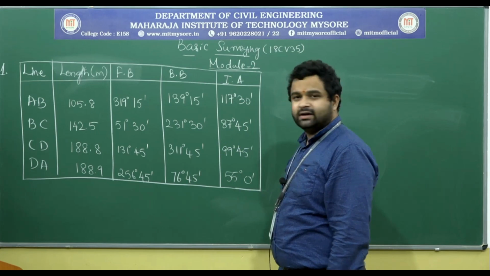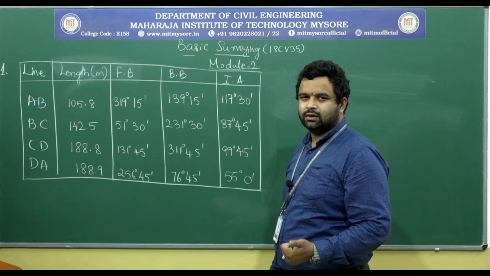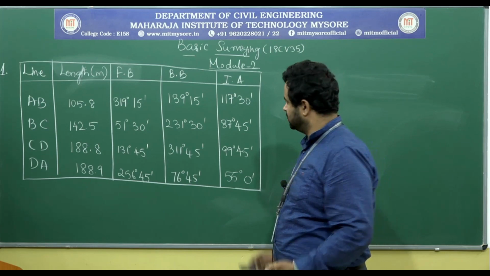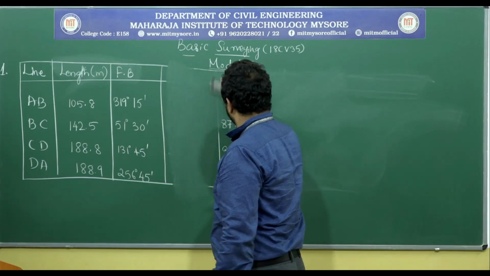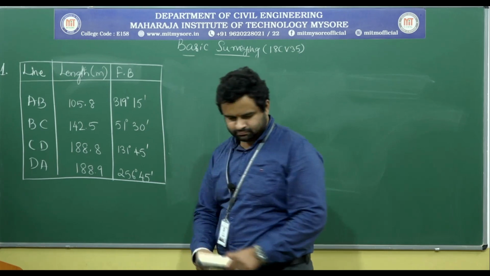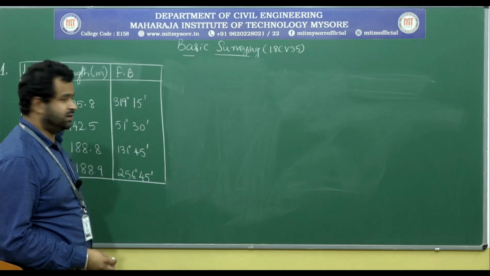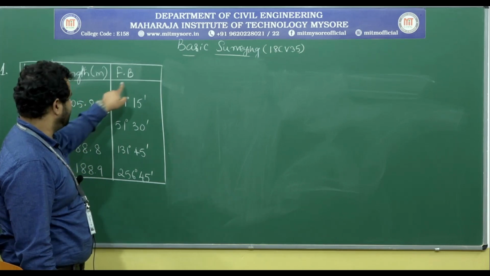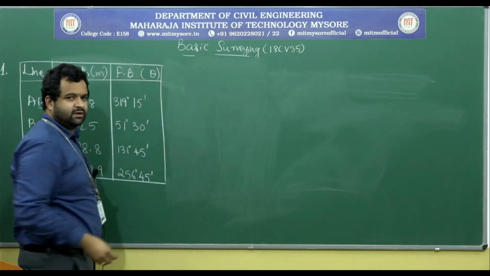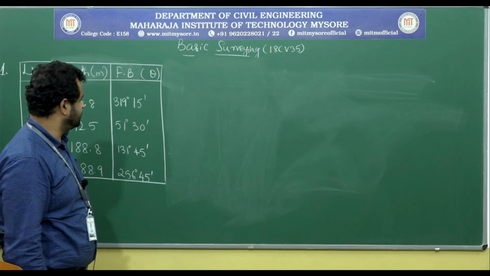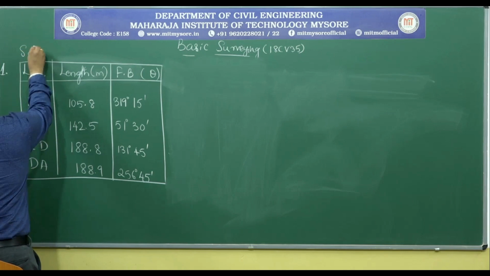Now let us move on to the solution part, to calculate the latitudes, departures, and then the corrections to be applied. To calculate latitude and departure, what is required? We need to know the length and we need to know its bearing as well. So the fore bearing is nothing but theta in this case. Now let us calculate latitudes and departures. So this will be the solution.